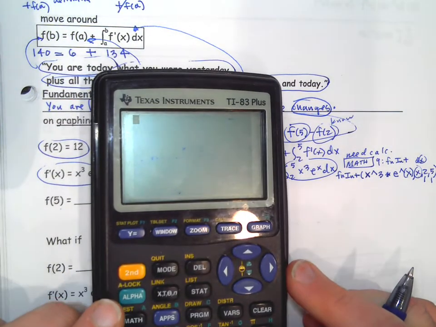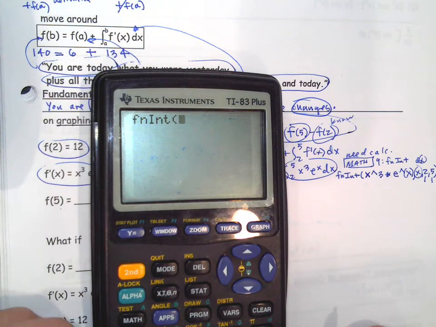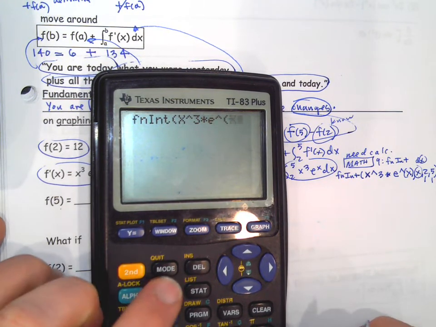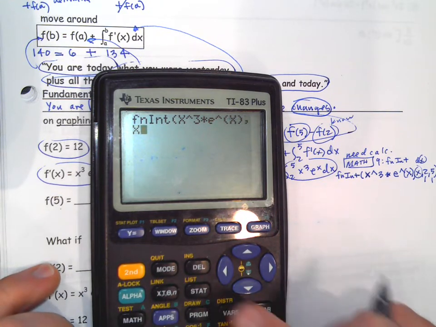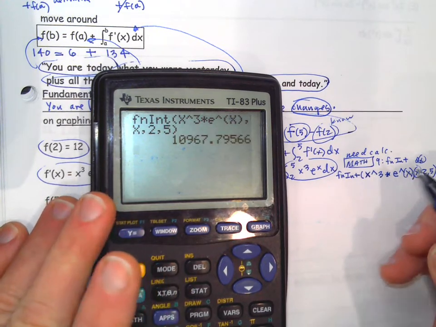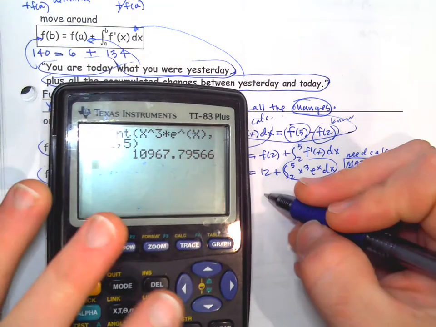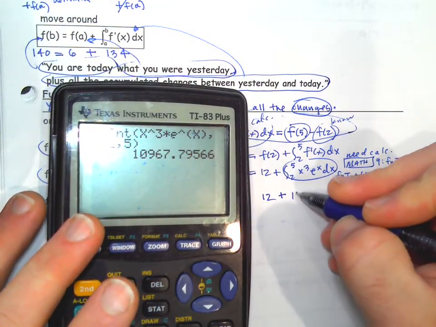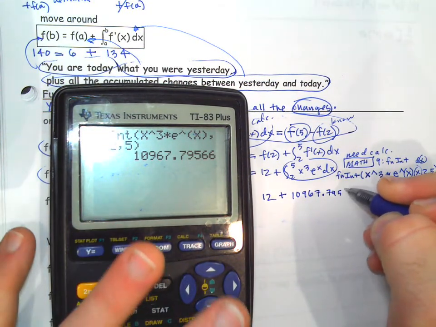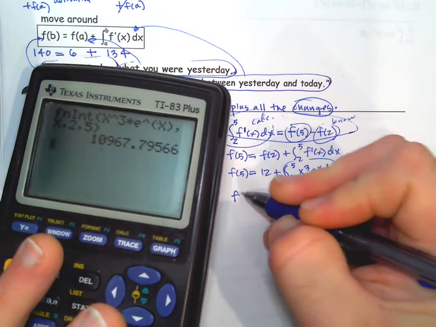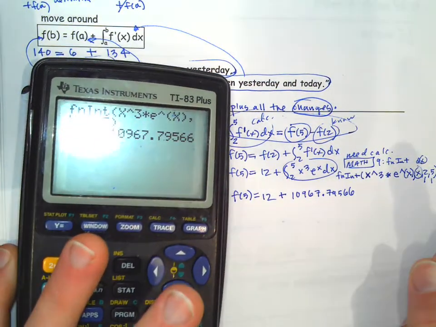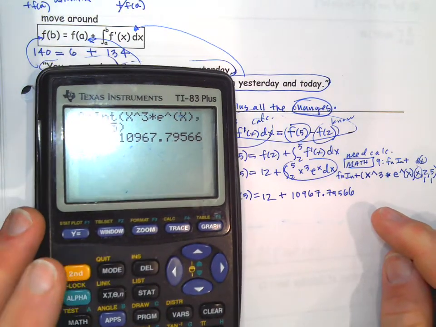Batteries are low apparently. So I'm going to do math 9, x to the third times e to the x, comma 2, comma 5. And there we go. It is 10,967.79566. I'm just going to write a couple extra decimals just in case I need to use this for another answer, another step of work. I'm going to want to carry more than 3 decimals at that point.